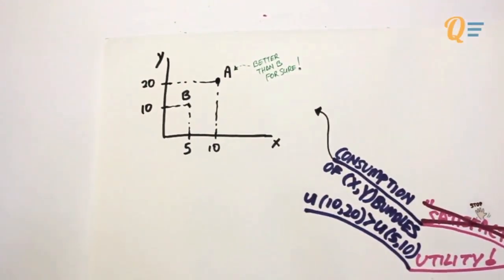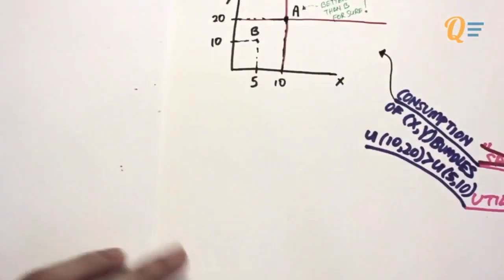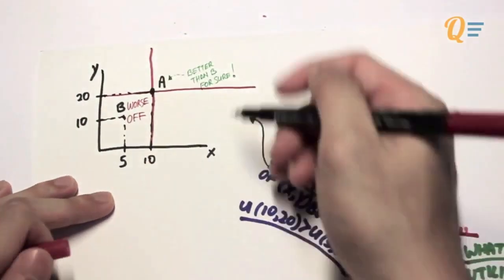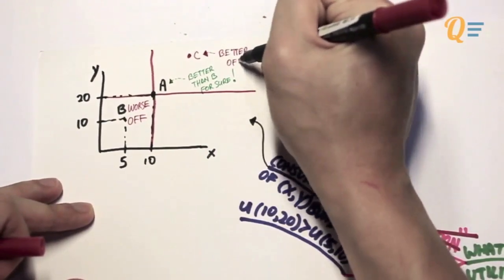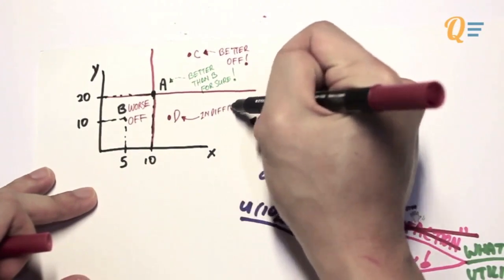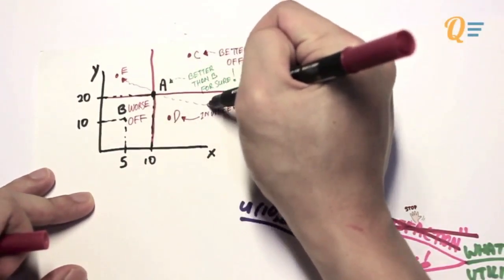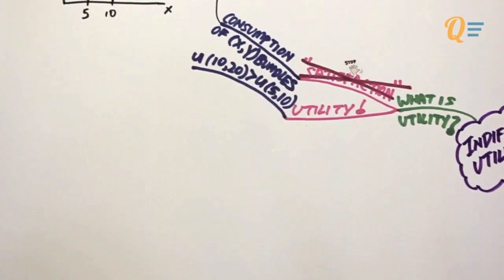So now I'm just going to imagine that I'm originally at point A and I want to compare with different types of bundles to see whether I'm better off or worse off. We have already established that point B would make me worse off. Point C obviously will make me better off because I have more of both goods. Now, what about point D? Well, I might be indifferent between point A and point D because of my preferences, and that is the same for point E as well. So that is what the utility curve is trying to tell us. Are points D and E worse off or better off for this consumer?